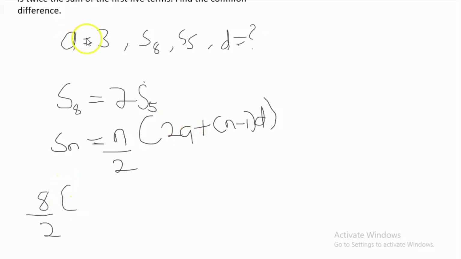2 multiplied by a. Remember our a is 3. So 2 multiplied by 3 would be 6. n is 8, so 8 minus 1 is 7. So we'll just write plus 7d. Okay, so we have that.